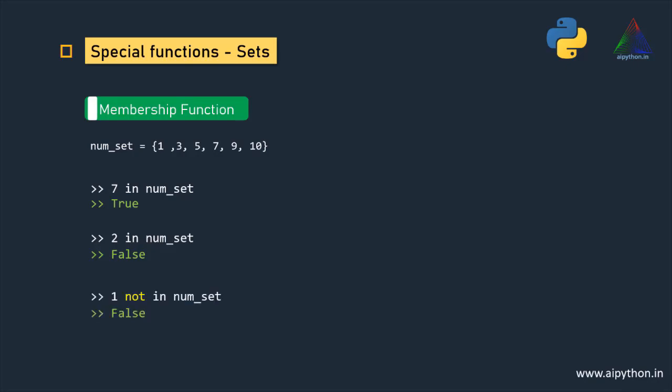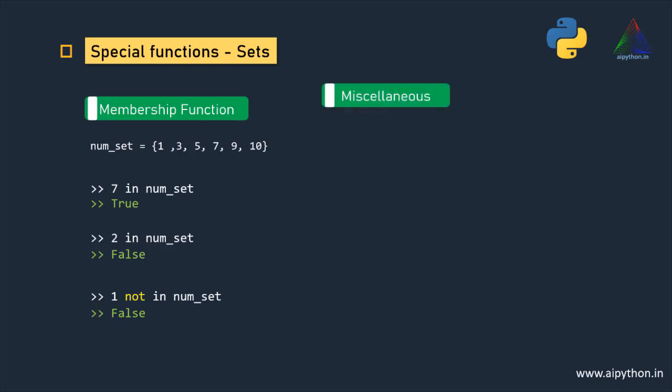You can also check non-availability of an element in the set. You can use the not keyword. So the syntax will be 1 not in numset. I wanted to check, is 1 not present in numset? Since it is present in numset, it will give false.